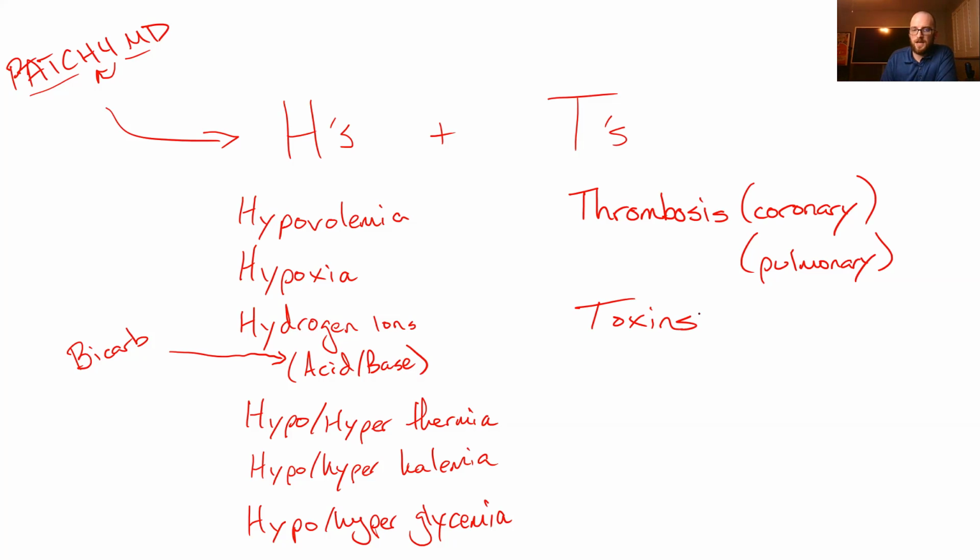Another one is toxins. So you can think drug overdose. Is there anything that's making you suspicious of maybe a narcotic overdose? We could try some Narcan during the code as well. So thrombosis, toxins, temperature got picked up a little bit there.